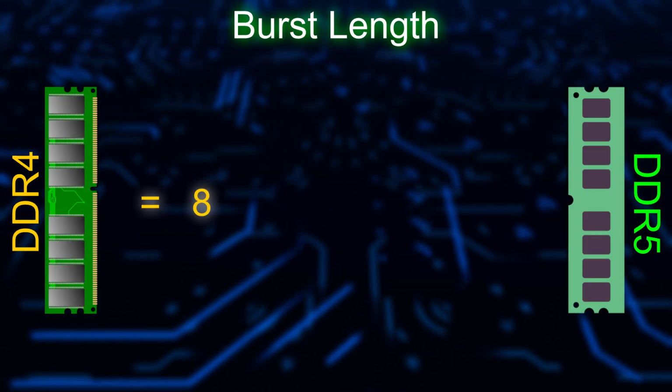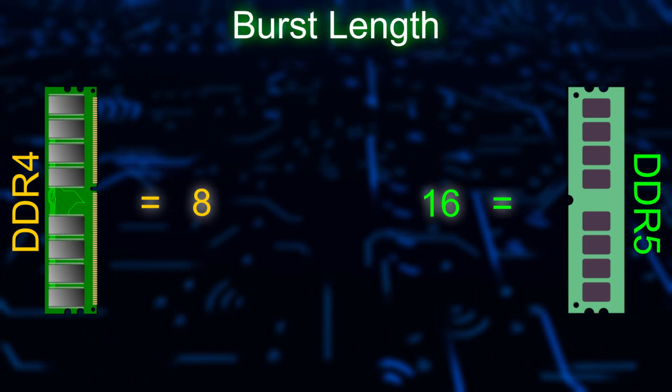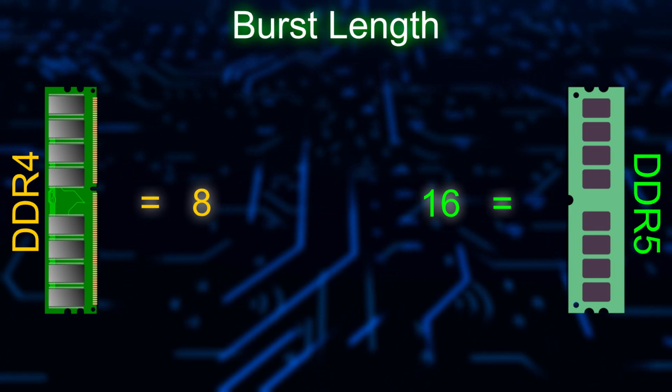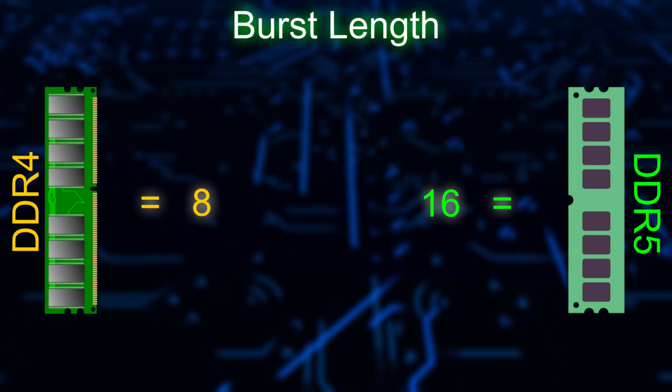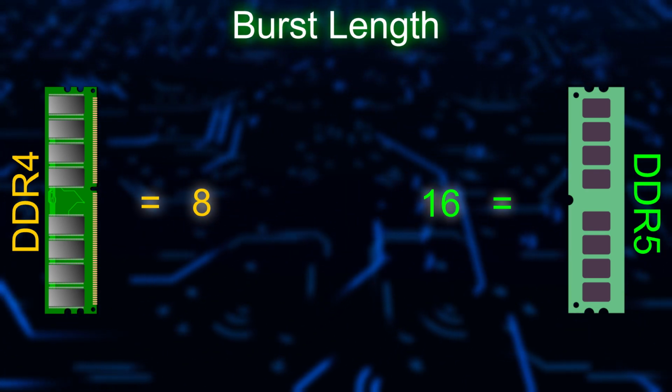So DDR4 RAM has a burst length of 8, and DDR5 has a burst length of 16. Okay, the last thing about DDR5 is, I'm just kidding, of course I'll explain what burst length is. But before that, we need to understand how data is read off a RAM module.